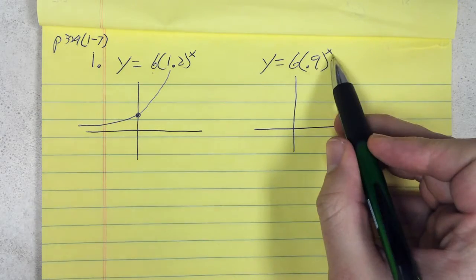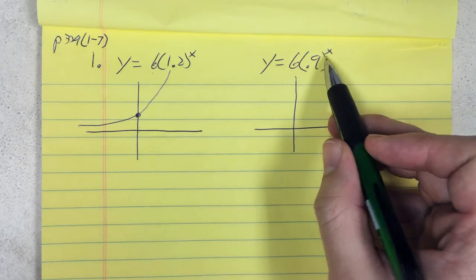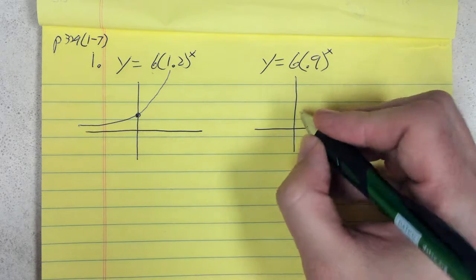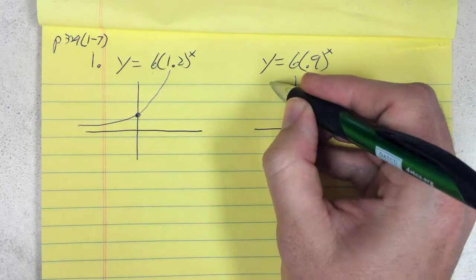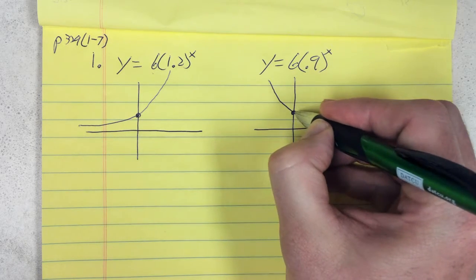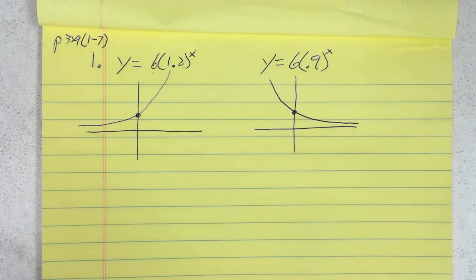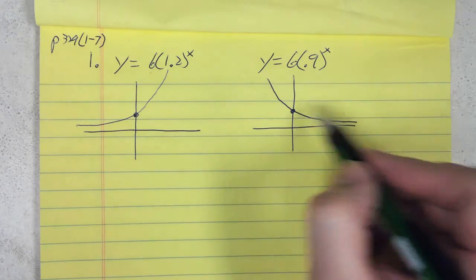All right, this one is very similar. If I plug in 0, 0.9 to the power of 0 is 1, 1 times 6 is 6. So again, we have a y-intercept at 6, but this one is decreasing. All right, so one is going up, one is going down.